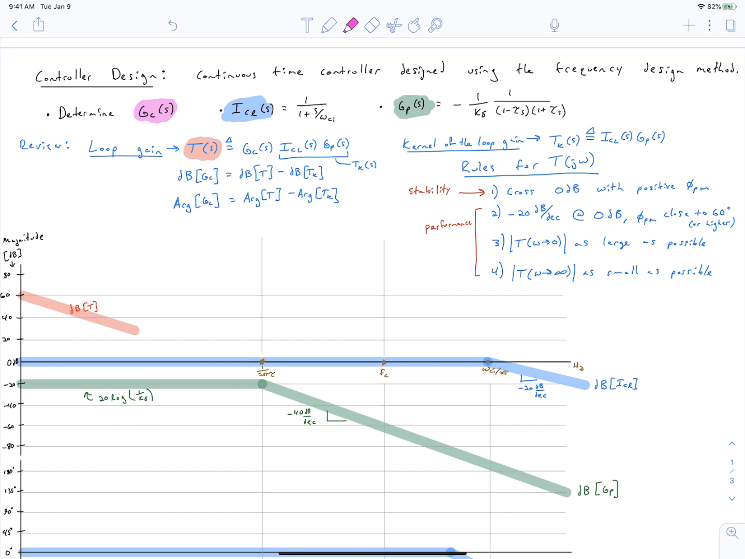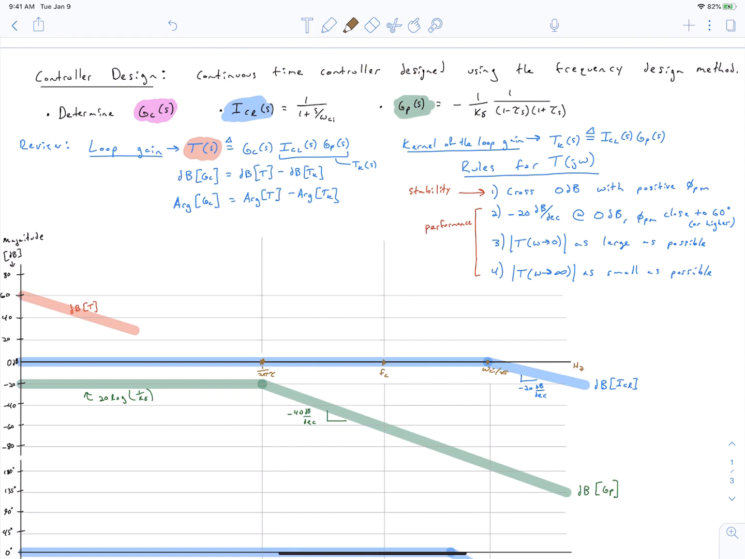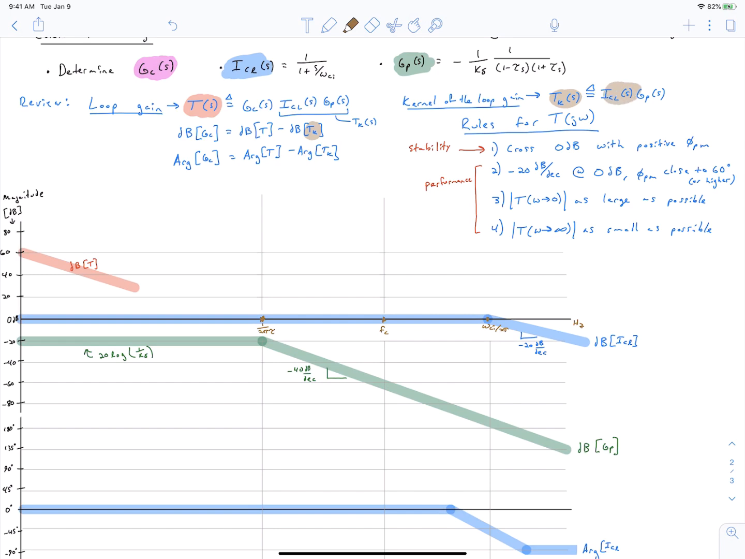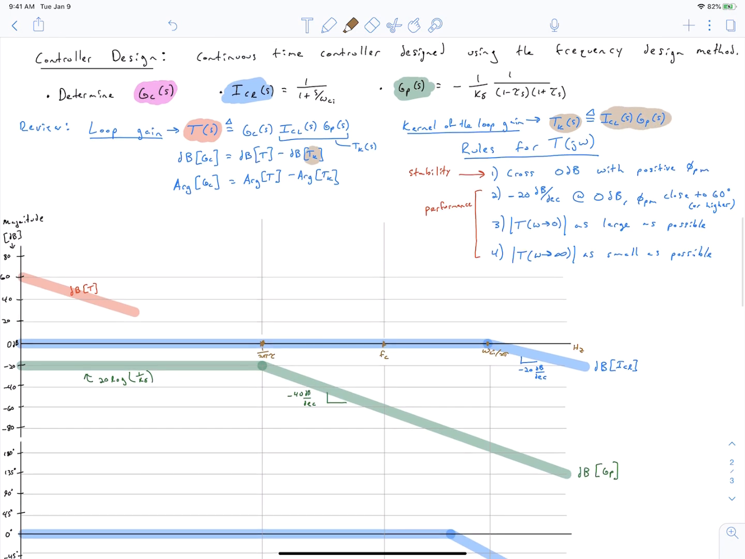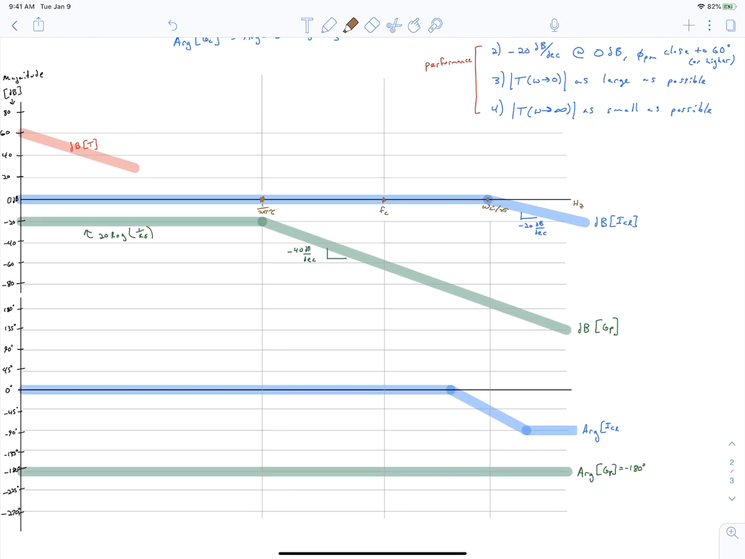Next, we need to determine the Bode plot for the kernel of our loop gain. And let's do this in brown. So we're going to say TK is in brown, and you can see that it's just simply multiplying these two transfer functions, which, as we noted earlier, is an addition in the decibel domain and the phase angle. So we're going to simply add these two transfer functions here, and if you do that, you're going to end up with this.